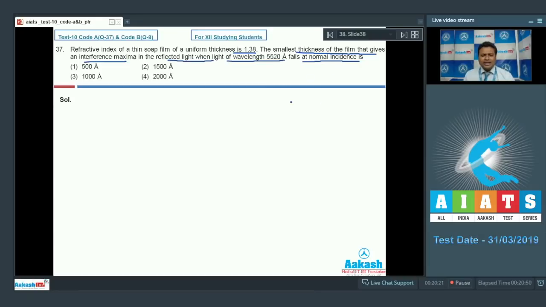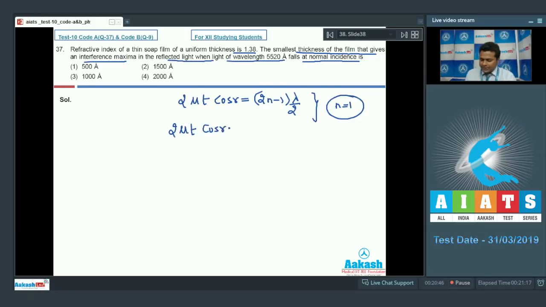Now we know very well, in thin films, for reflected light, the condition of maxima will be 2 mu t cos r equals (2n minus 1) lambda by 2. This is very much clear to us. Now according to question, the smallest thickness is clearly mentioned, so that's why we will put n equals 1 and we get 2 mu t cos r equals lambda by 2 directly. Normal incidence clearly mentioned, so r we have to put 0 degree. Therefore, we will get the value of t as lambda divided by 2 into 2 mu.